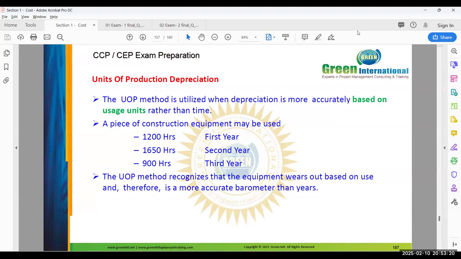Suppose 50,000 is the maximum production for the equipment. In the first year it produced 5,000. The equipment value is 1 million. So how much will be the depreciation for the first year?